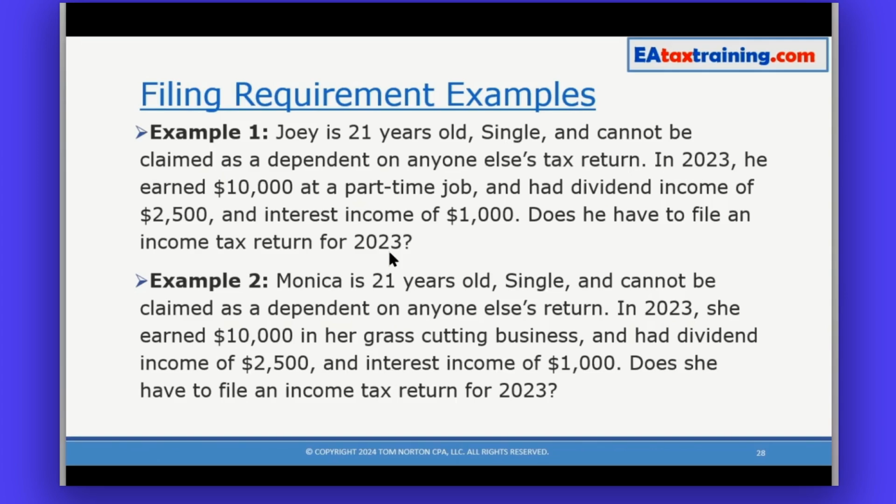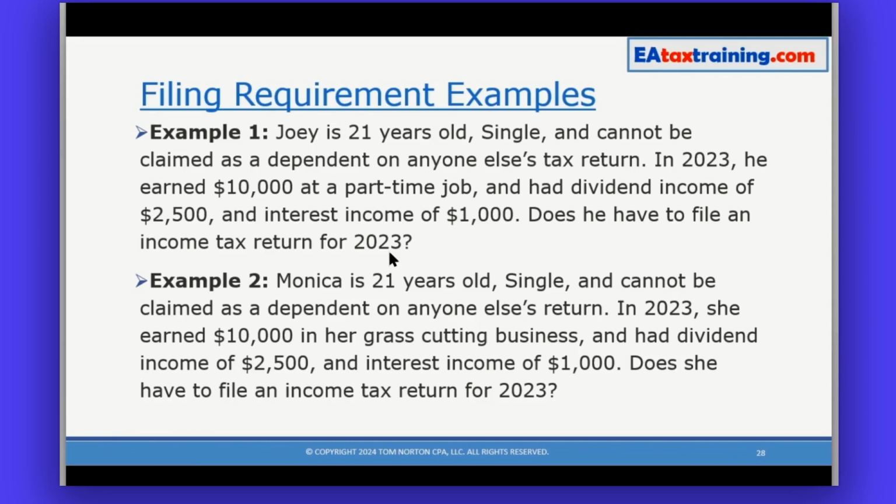He can't be claimed as a dependent on anyone else's tax return. So it's his gross income that we're interested in. It's $13,500. What was the magic number for a single taxpayer under age 65? That's right. It was $13,850. So Joey does not make that much. So Joey does not have to file a Form 1040 for 2023.